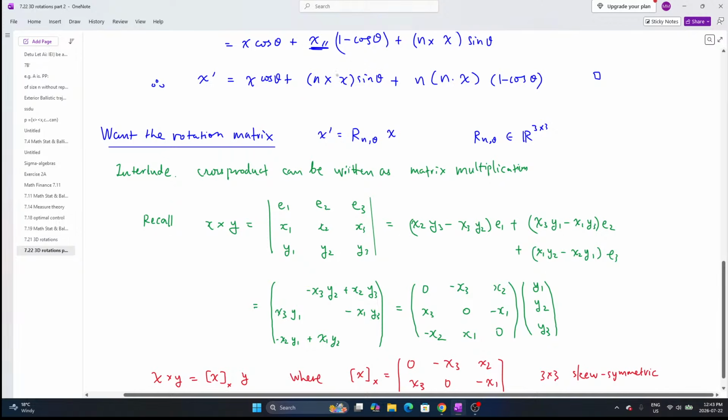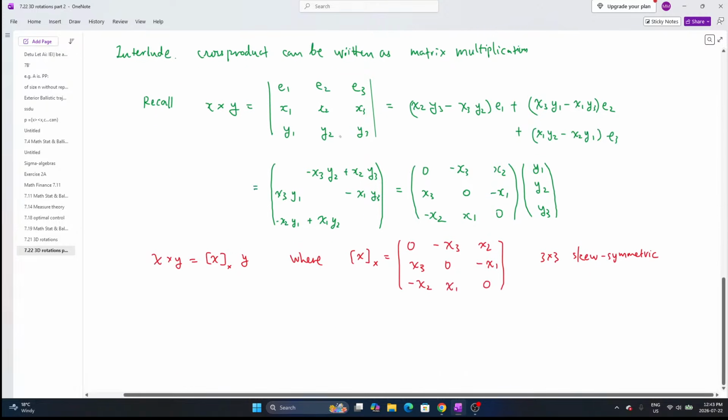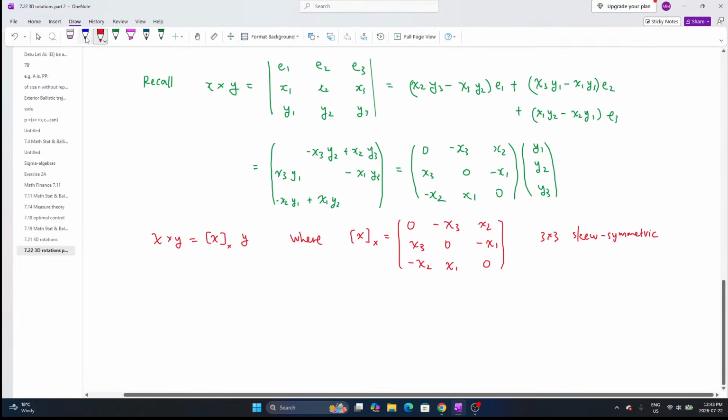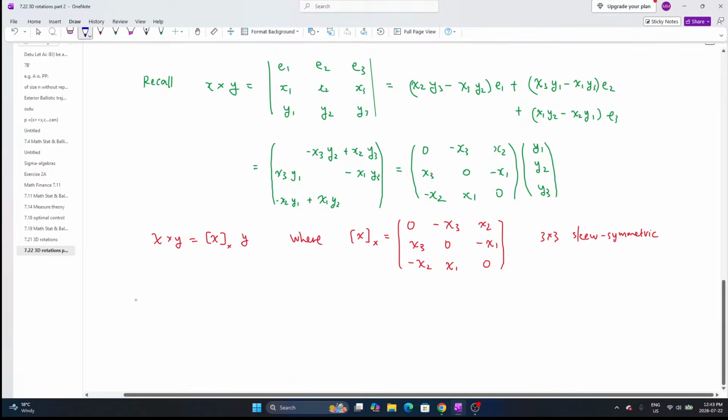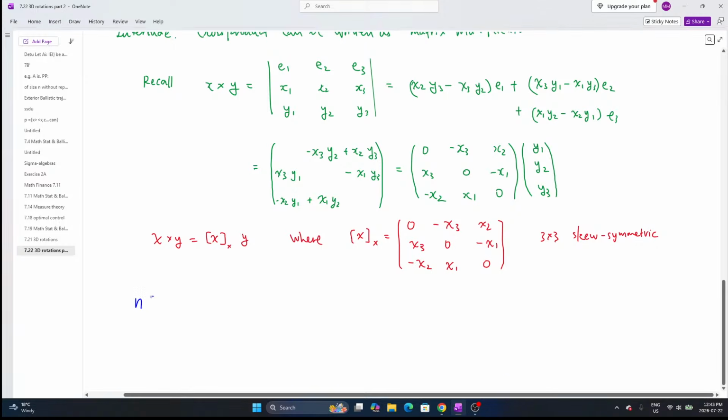So we managed to describe this part as a matrix multiplication. We still need this part. So this also takes a little bit of trickery. It's just n times the scalar n dot x. n dot x is a scalar, and we wish to write it as a matrix vector multiplication. How do we do that?